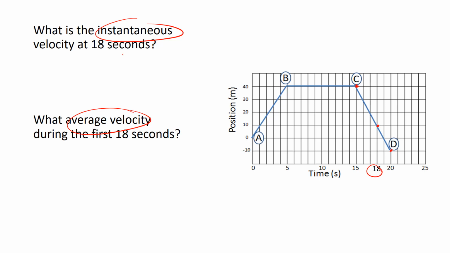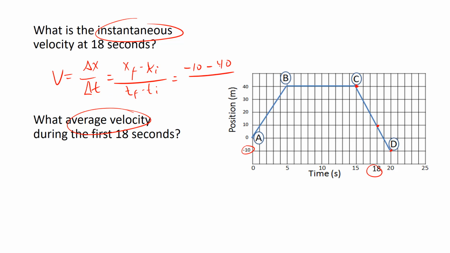And so if I'm trying to find the instantaneous velocity at 18 seconds, I'm going to go ahead and solve for velocity. Velocity is change in x over change in t, and change in x is nothing more than x final minus x initial, and change in t is t final minus t initial. And if I look at this graph, my x final was -10. I got to -10, and I started off at 40, but the equation says minus that number, so it's minus a positive 40. So it's still -40.